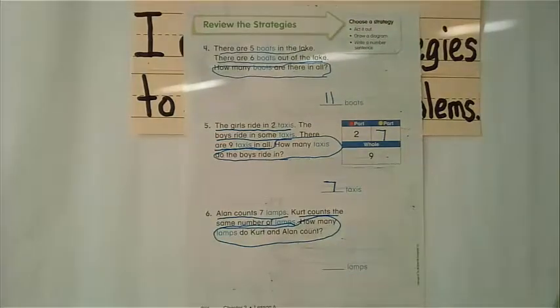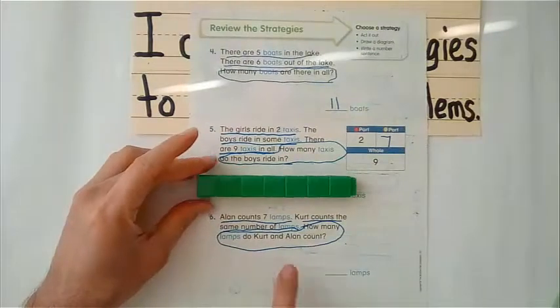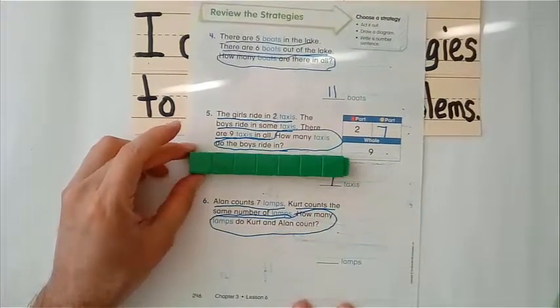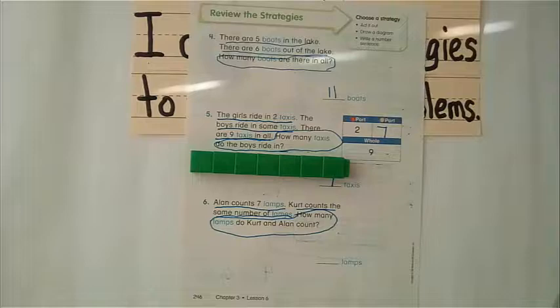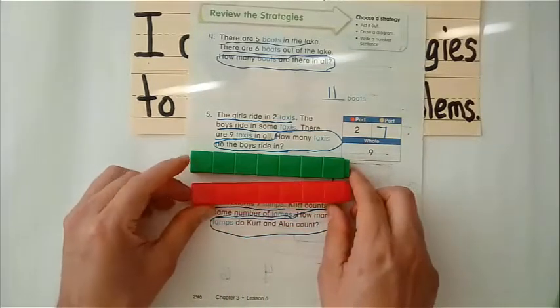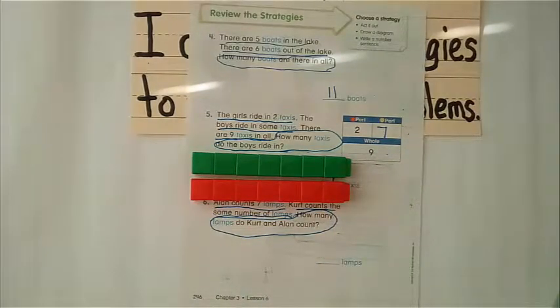Okay, so if we know that Alan counted 7 lamps, so let's put 7 lamps. 1, 2, 3, 4, 5, 6, 7. Okay, and we know that Kurt counts the same number of lamps. So what's the same number as Alan? That's right, it's 7 because they have the same. So let's do 1, 2, 3, 4, 5, 6, 7. Now they have the same number, right?